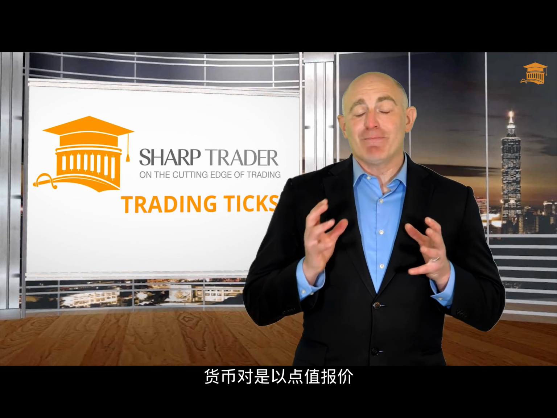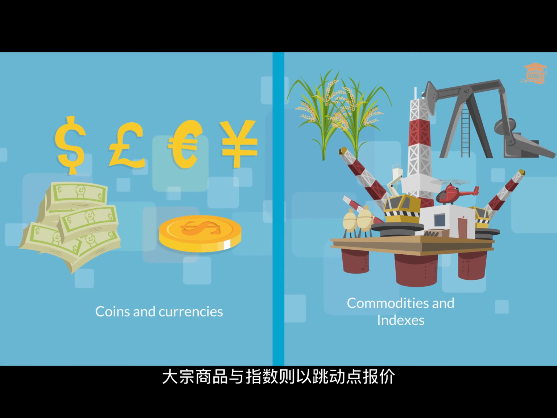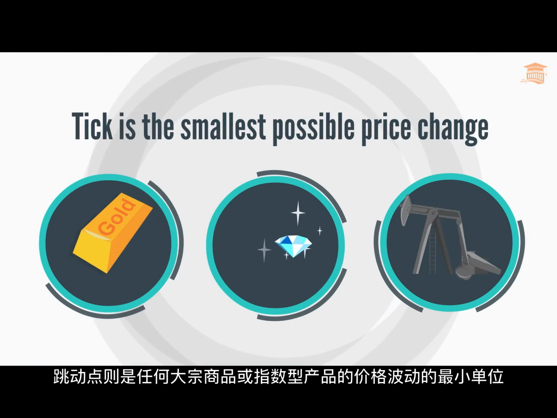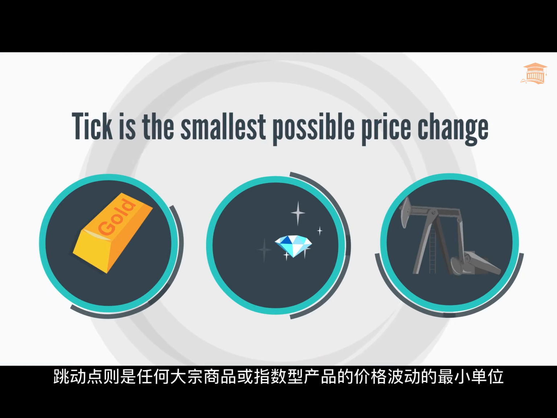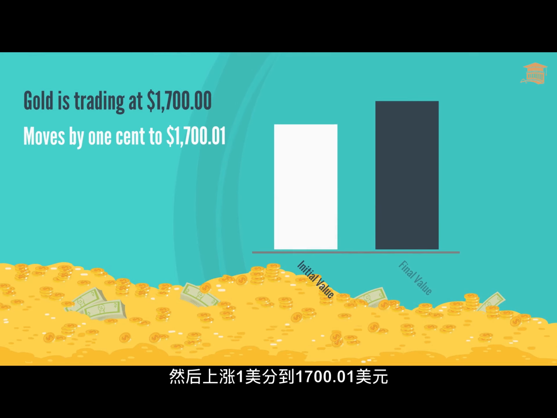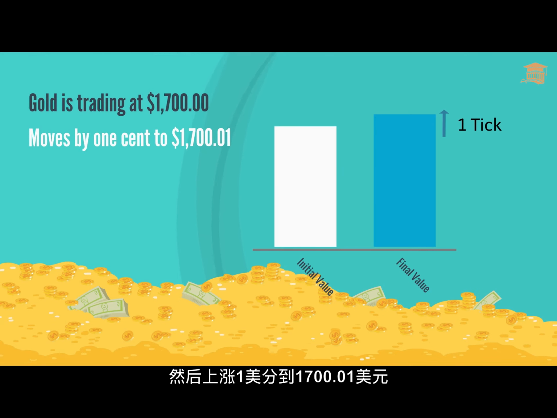If currency pairs are measured in pips, commodities and indexes are measured in ticks. Like a pip, a tick is the smallest possible price change for any commodity or index-based instrument. And like pips, the value of a tick will be different for each instrument. For example, if an ounce of gold is trading at $1,700 and moves by 1 cent to $1,700.01, we say that the gold market moved by 1 tick.